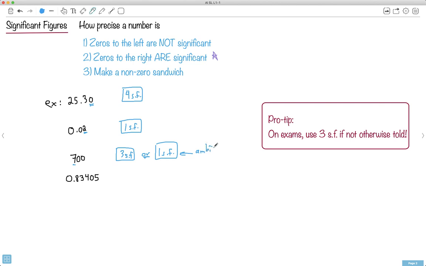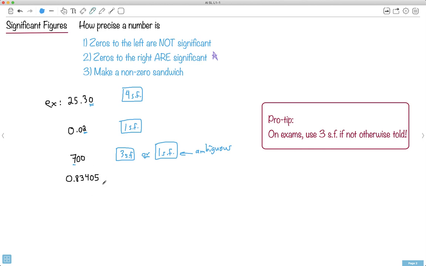It's not clear. We'd have to know something about this. For example, I would say this is going to be one significant figure, unless you're told that, let's say, you're counting up whole numbers, and it's not just an estimate, you didn't just do some rounding. It's actually counting up, 1, 2, 3, all the way up to 700, then sure, I guess then it's three significant figures. So it's not always super clear. This is an ambiguous one.